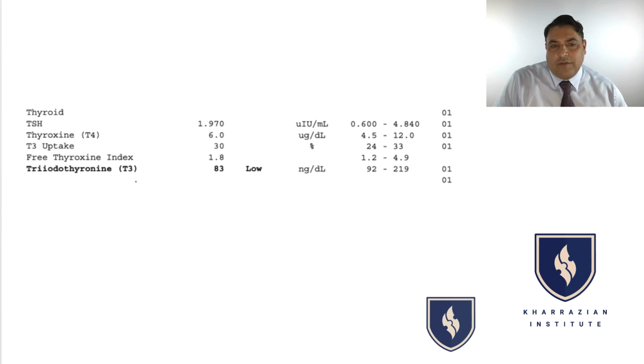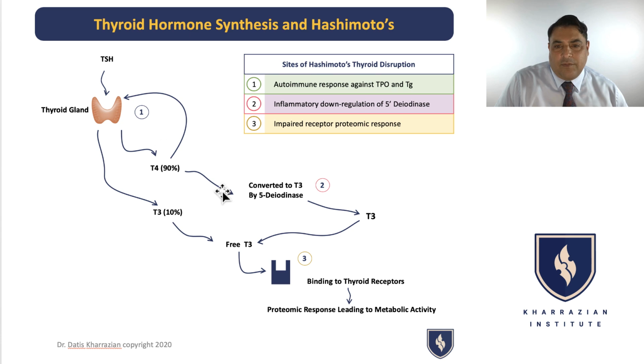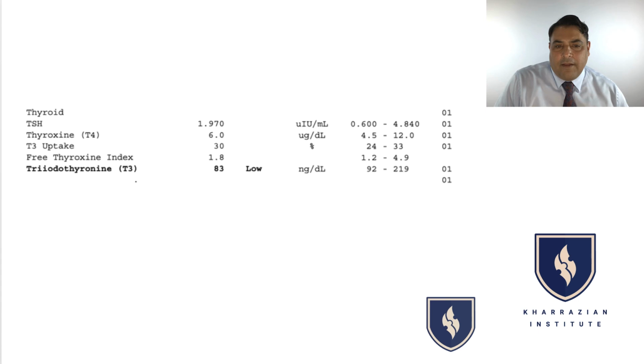Here's another example. This is your classical low T3 pattern. So the TSH is normal, they're producing T4, they just can't convert it to T3. So this would be a defect right here. They can't convert T4 to T3. And for many people, the inflammatory response from autoimmunity can do that as well.